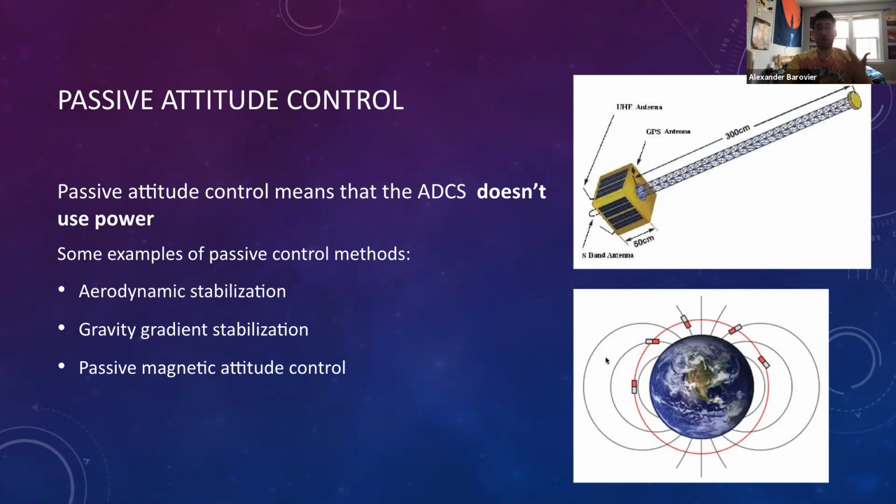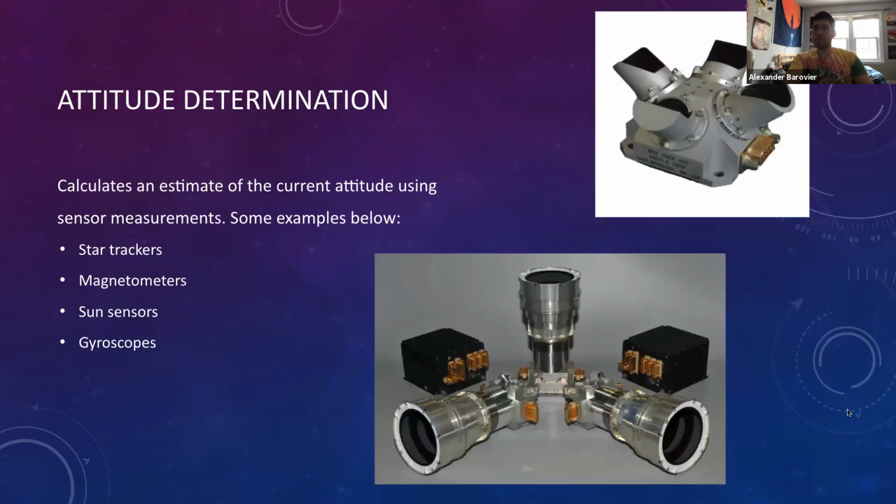And there's also one of great importance to us, passive magnetic attitude control, which means that you're aligning a satellite axis with the local magnetic field lines, as you can see here. It's like a bar magnet that aligns with these magnetic field lines as it orbits. So as you can see, the satellite slowly rotates as the magnetic field vector slowly changes direction as you orbit.